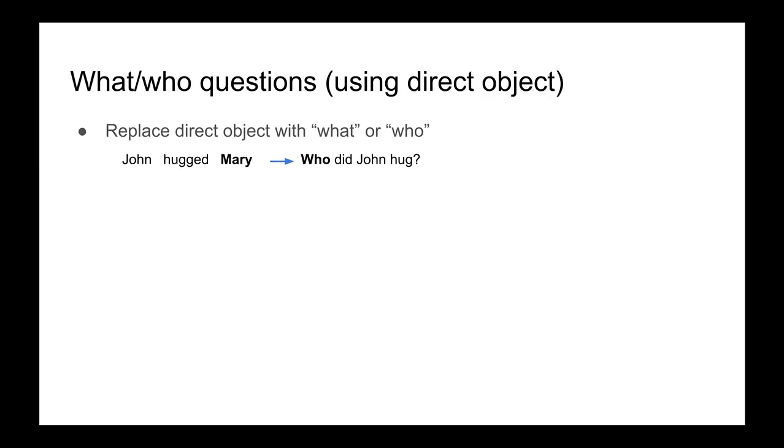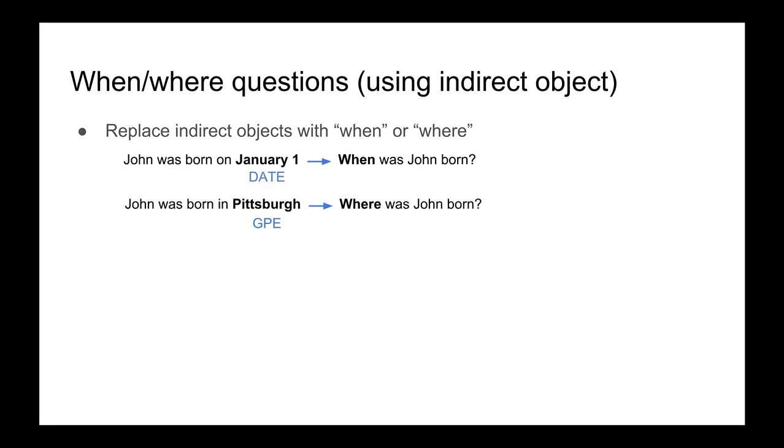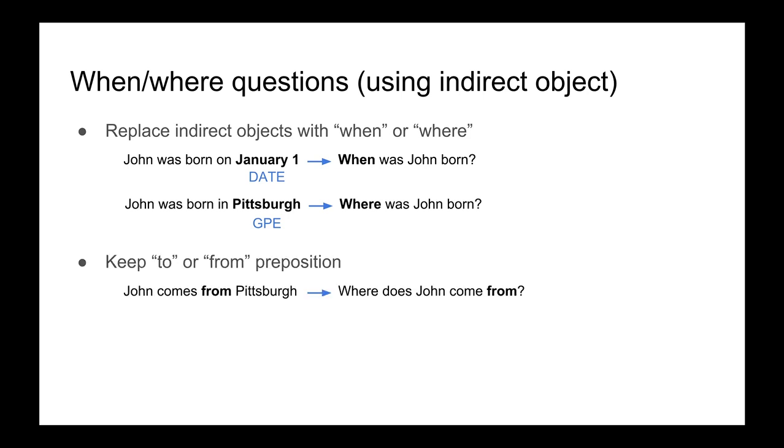More on that later. For what and who questions, we replace the direct object with the appropriate WH word, and then generate the rest of the question the same way as before, this time keeping negations intact. When the named entity type of the object is person, we replace it with who, otherwise we replace it with what. Similarly, for indirect objects, we replace them with when and where, when it is appropriate to do so. Specifically, when the named entity type is a date, we replace it with when, and when it's a location or geopolitical entity, we replace it with where. If the preposition for this object is to or from, we keep it to preserve grammatical structure.